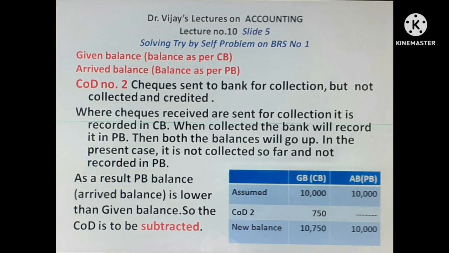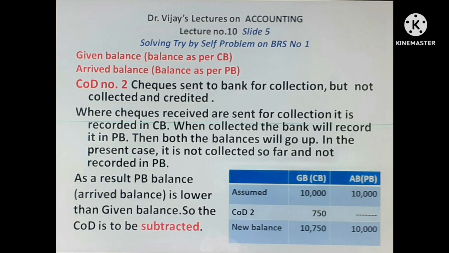Next slide is on cost of difference number 2. Given balance is balance as per cash book. Balance to be arrived is balance as per passbook. COD number 2 is check sent to bank for collection but not collected and credited. Where checks are received and sent for collection, it is recorded in the cash book. When collected, the bank will record it in the passbook. Then both the balances will go up in both the books. In the present case, it is not collected so far by the bank and so not recorded in passbook. So entry is there only in cash book.